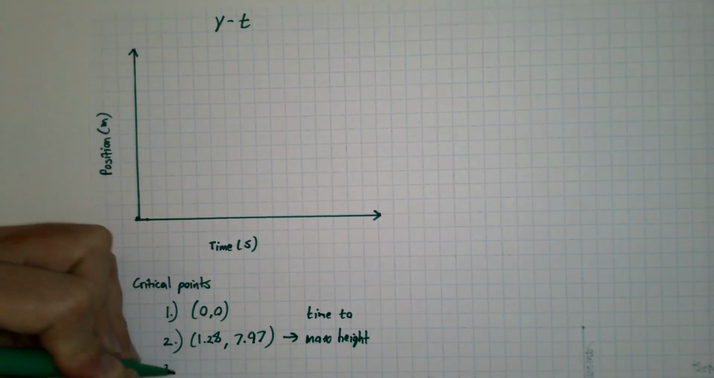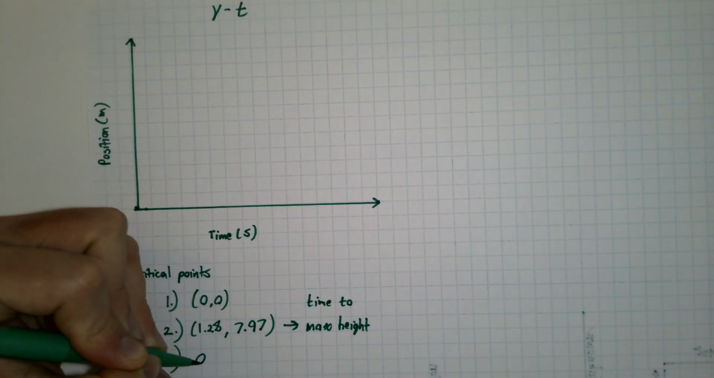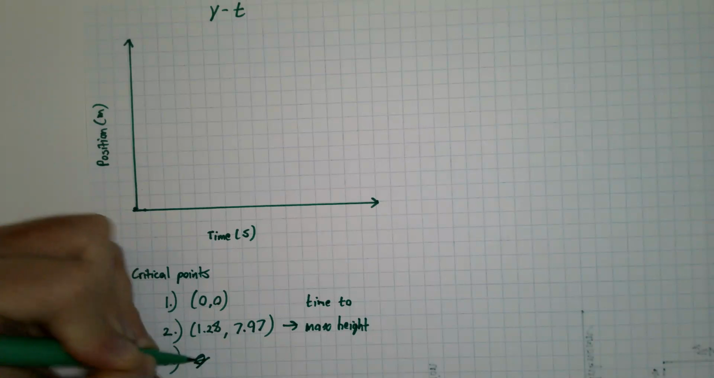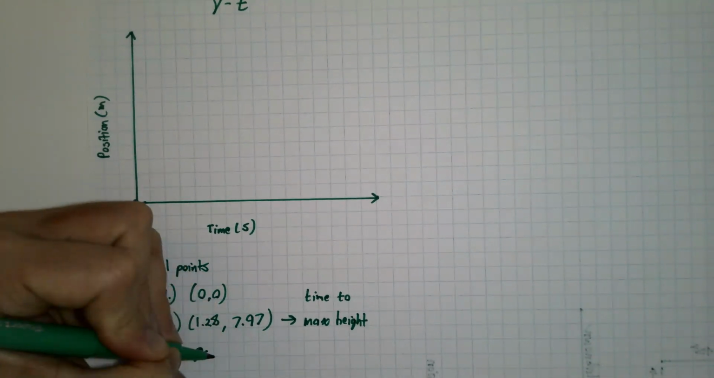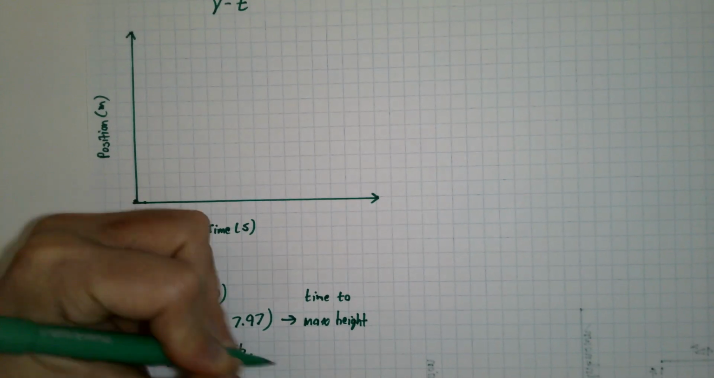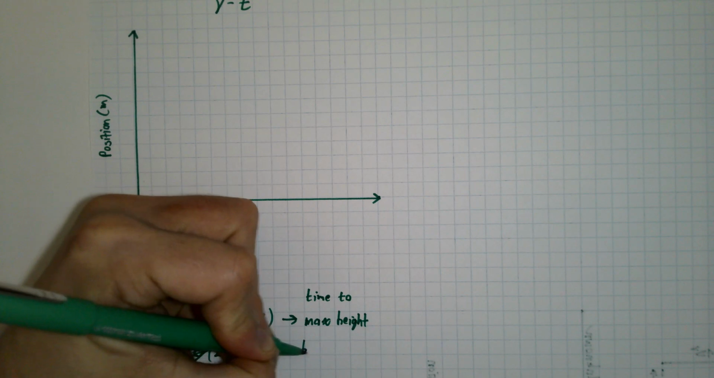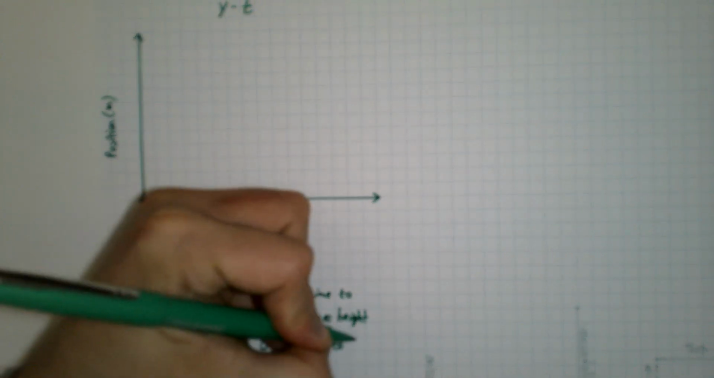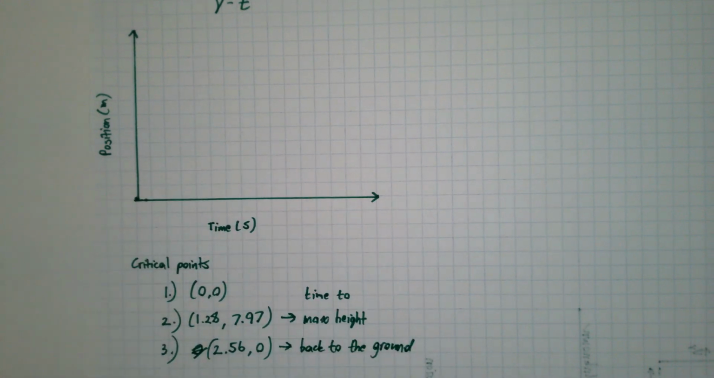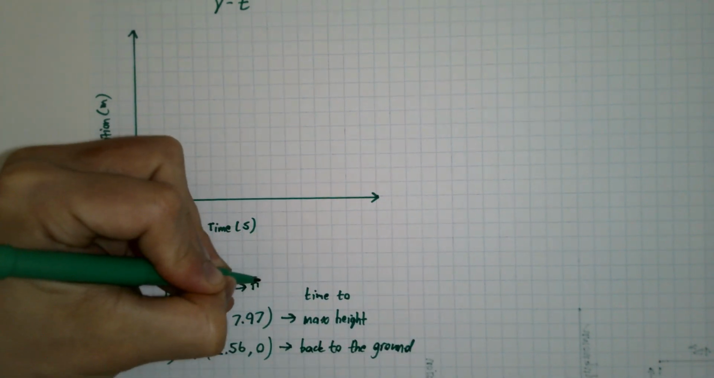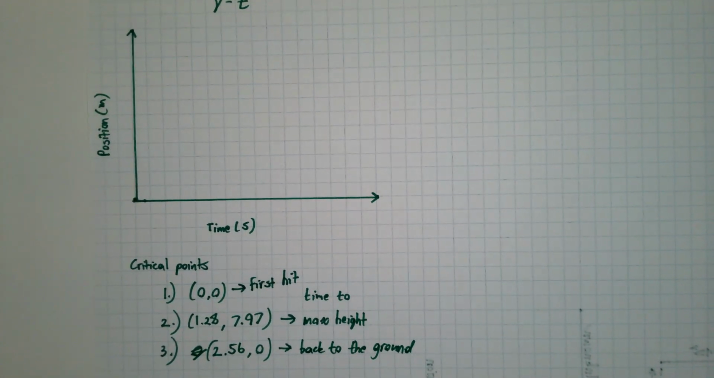And then our third point is whenever it reaches back to the ground. So it's back to the ground after twice this amount of time, so 2.56 seconds, and it's back to 0. Those are the points. This is back to the ground, where it lands back on the ground. This is when it's first hit. All right, those are the 3 points that we'll label.